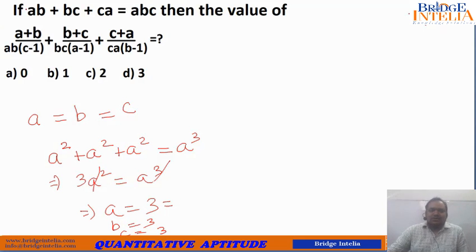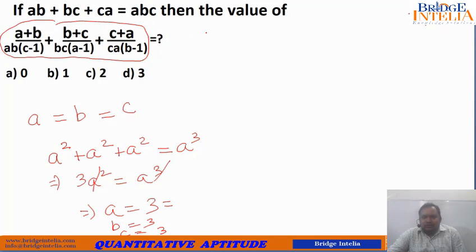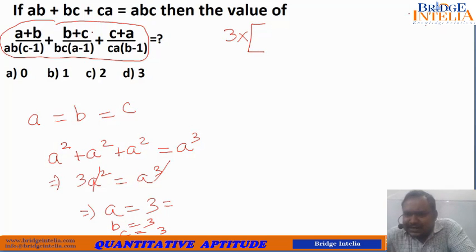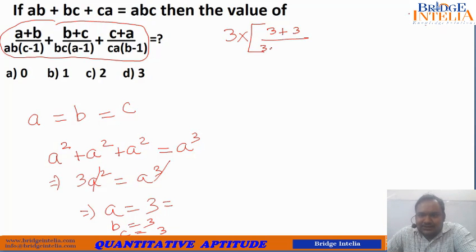So now you have to calculate this expression, which involves three terms. Instead of solving three terms separately, I will solve only one term and multiply it by 3, because I know that all the three terms will give the same result because they are symmetrical. So 3 into a plus b. Now a is equal to 3, b is equal to 3. So 3 into 3 plus 3 whole divided by 3 into 3 into 3 minus 1.